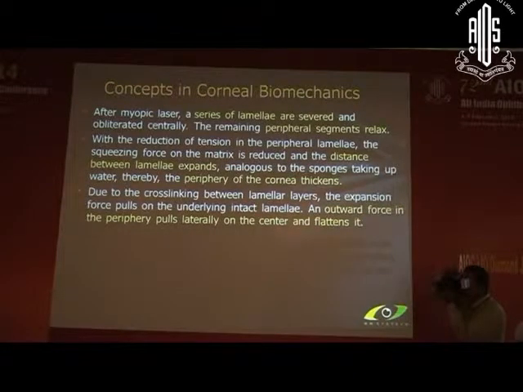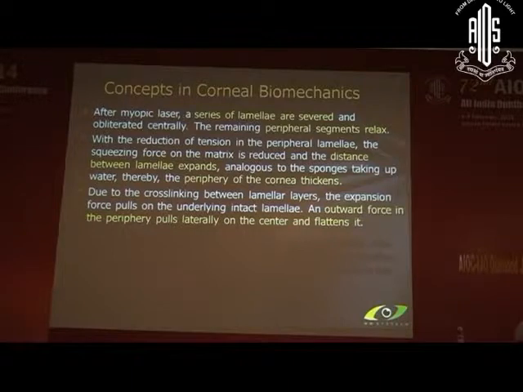So after myopic laser, what happens? A series of these lamellae in the center have been severed. Imagine the top part of the lamellae that have been cut. The rubber bands on the side have snapped, so the peripheral segments relax. Now when the peripheral segments relax, what happens? In the periphery, water will swell up, because these sponges have the capacity to absorb more water, and the periphery will thicken.